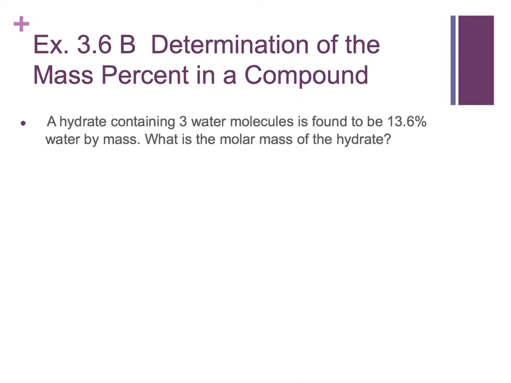Here's another one. It's a little bit backwards. We learned about hydrates in one of our labs. A hydrate containing 3 water molecules is found to be 13.6% water by mass. A hydrate is an ionic salt, and it's just some unknown ionic compound, and they're saying that this one has 3 water molecules in it. So times 3 H2Os, and we add those 3 H2Os to the molar mass.